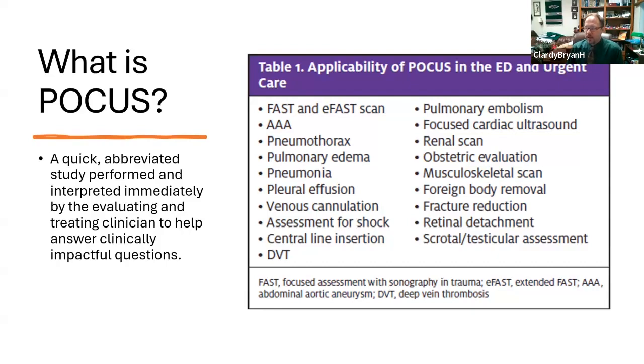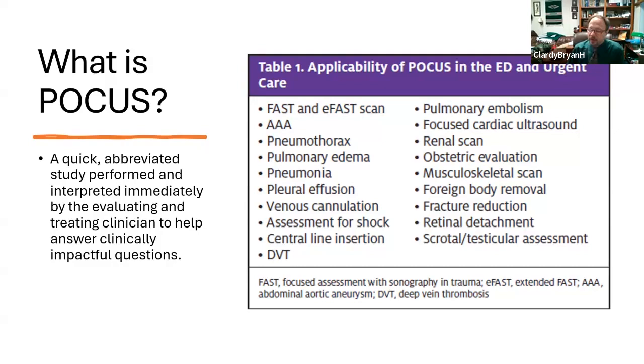Like on the FAST or the EFAST scan, is there fluid somewhere in the abdomen? For AAA, is a AAA present? You're not trying to generate a detailed retroperitoneal scan report. You're just trying to determine if there's a AAA present or not. Is there a pneumothorax? Is there pulmonary edema? That's the question.